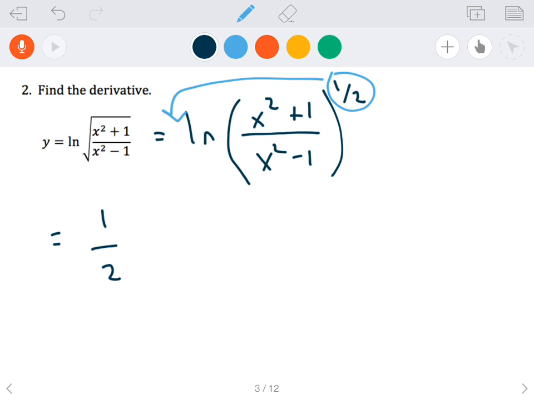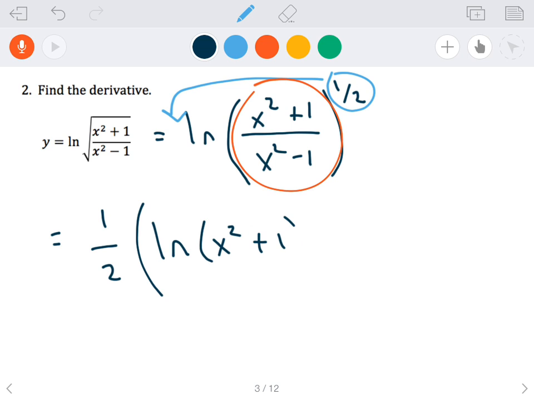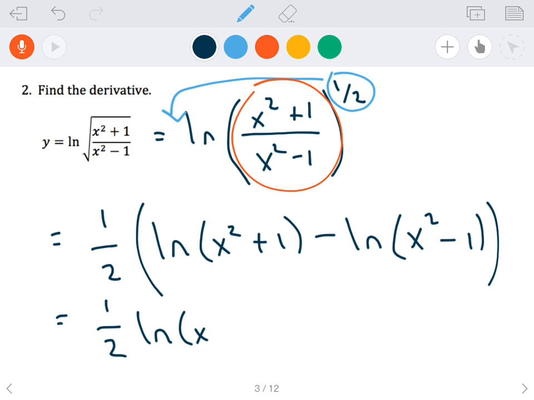So I have 1/2, and then this quotient I can rewrite as a difference. So this will be the natural log of x squared plus 1 minus the natural log of x squared minus 1. I can distribute the 1/2. And then I've got a nice function that I can take the derivative of.